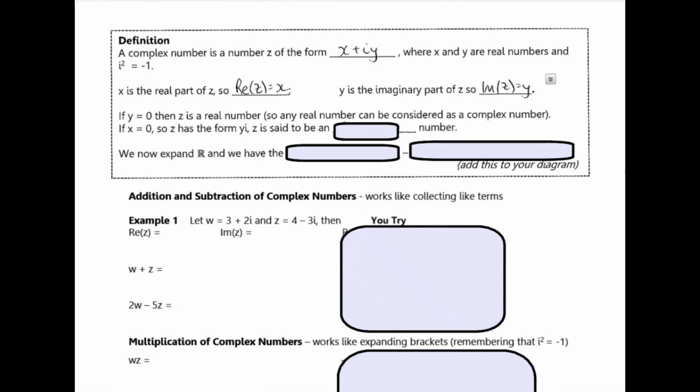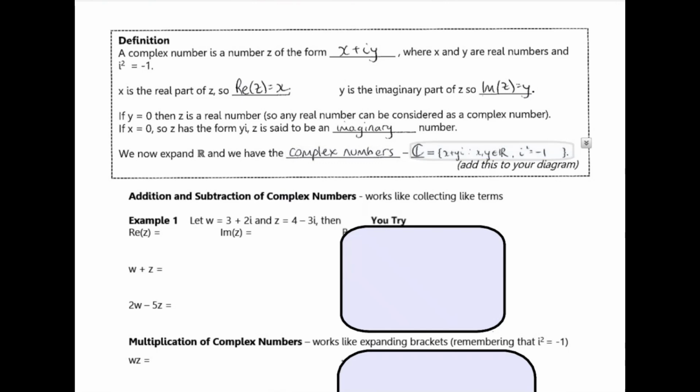If you've got y equals 0, z is just a real number. So real numbers are included in the complex numbers. And a slight difference between complex and imaginary numbers is that if x is 0, z is just iy. So we would say this is an imaginary number because it doesn't have any real part.